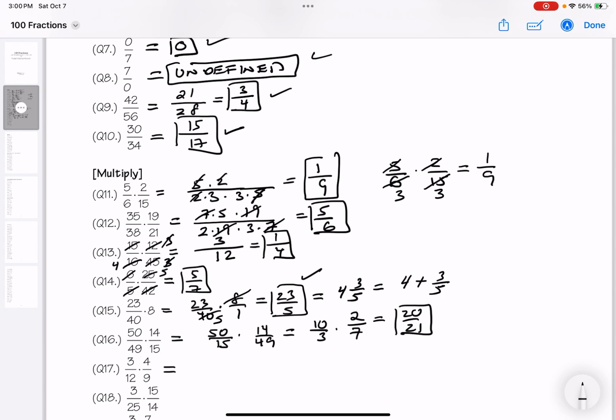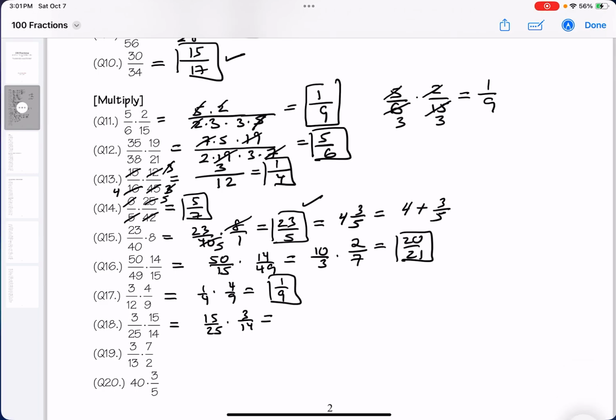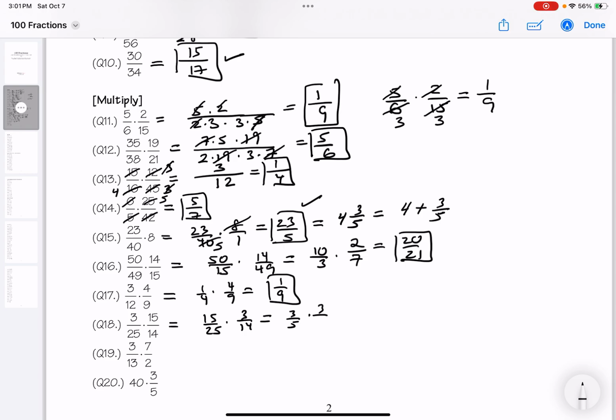Let's keep moving. What's the next one going to be? Well, looking at it, I'm going to say 3/12 is 1/4. 4/9 is not reducible, but I do notice the 4's cancel. I'm left with 1/9. Let's do the next one. And I'm going to commute these things around, so 15 over 25. When I say these things are factors, I'm commuting around. And then what do you get? You get 3/14. 15 over 25 is going to be 3/5. And then you get 3/14 over here. What does that give you? 9. 3 times 3 is 9. And 5 times 14 is 50 and 20, which is going to be 70.